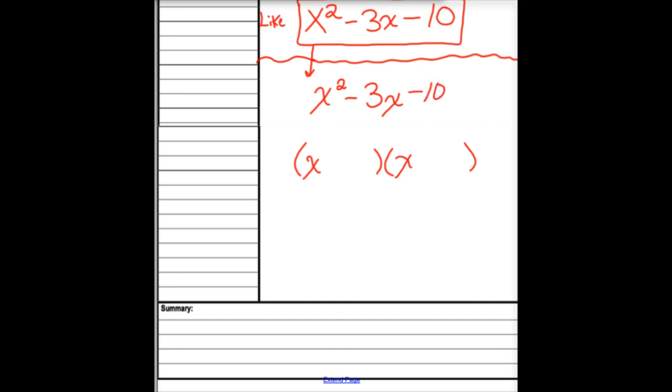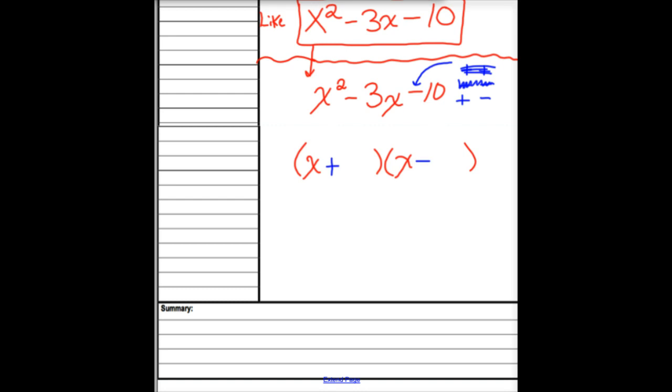However, on the last term here, I'm ending in a negative. What that means is I can't end in two positives because a positive times a positive is a positive. I can't end in two negatives because a negative times a negative is a positive. So what that tells me is I need to have one of each sign because that's the only way I can multiply two numbers and get a negative is if one of them's positive and one of them's negative. So I'm going to sort that right here.